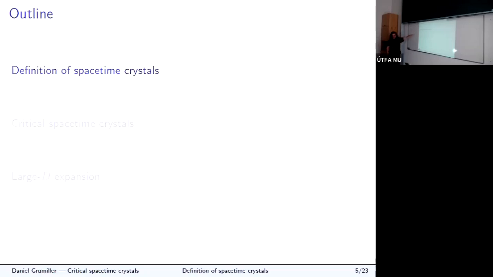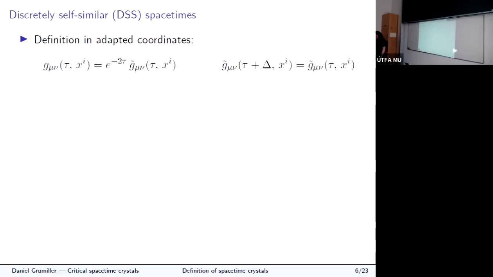Okay, so let me start now with the definition of what I mean by spacetime crystals. Let's consider discrete self-similar spacetimes. The most convenient way to define them is to use slightly adapted coordinates. The only coordinate that I'm adapting is tau. This metric g_mu is now a discrete self-similar metric, and it's conformal to g tilde, with the conformal factor e to the minus tau.